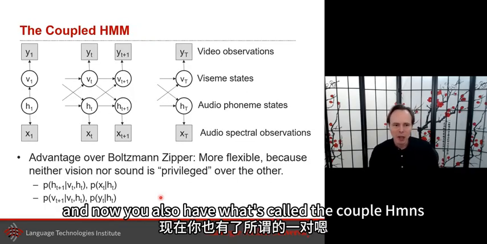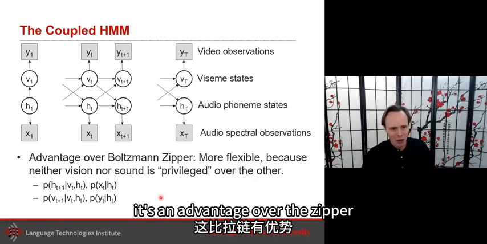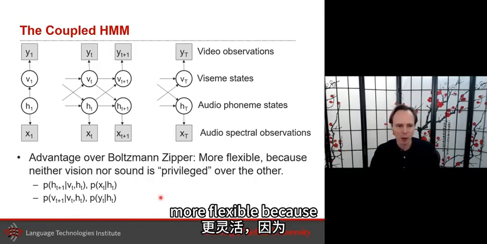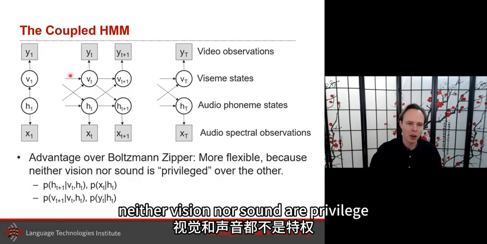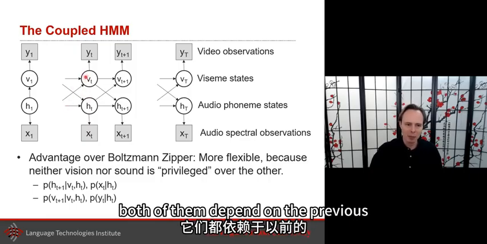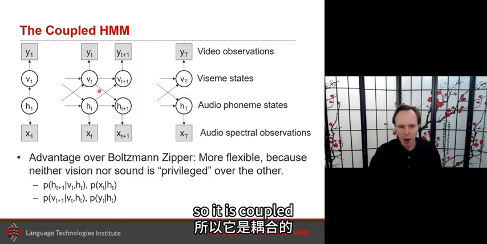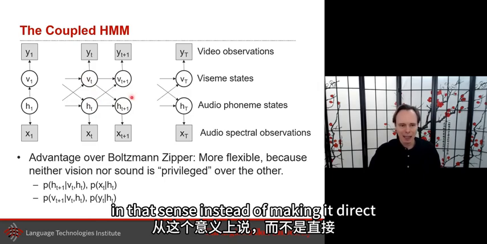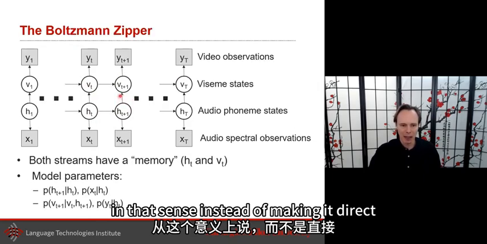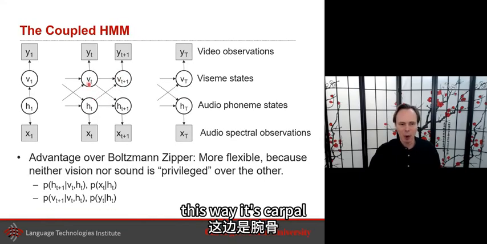And now you also have what's called the coupled HMM. It's an advantage over the zipper, more flexible, because neither vision nor sound are privileged. Both of them depend on the previous. So VT depends on HT, and HT plus 1 depends on VT. So it is coupled in that sense. Instead of making it direct this way, it's coupled.